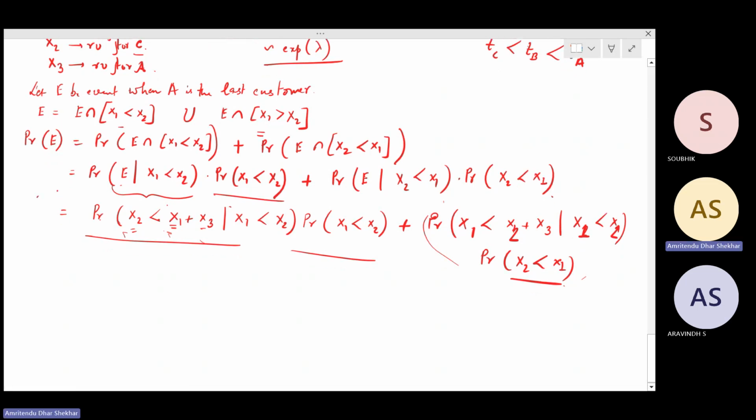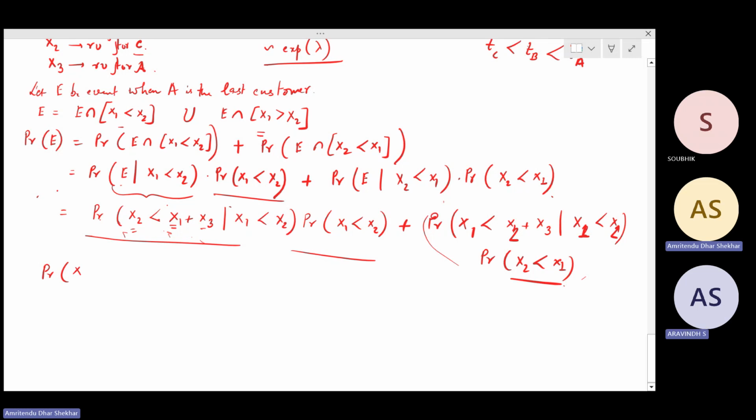The next argument is the probability. Sorry to interrupt, sir, but I can't understand the step x2 is less than x1 plus x3, sir. Can you explain again, sir? Oh, this step x2 less than x1 plus x3.